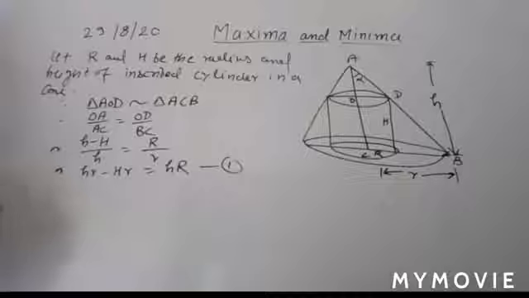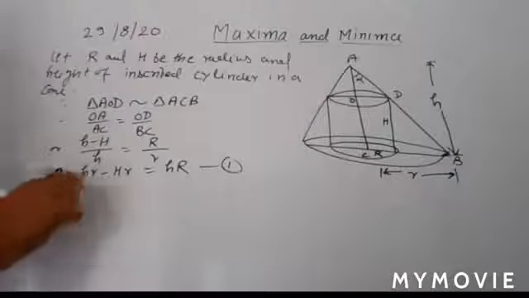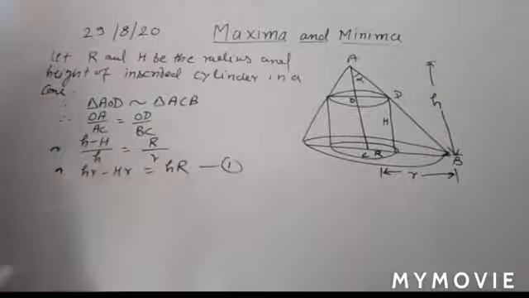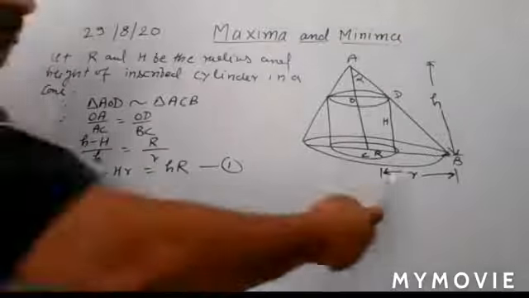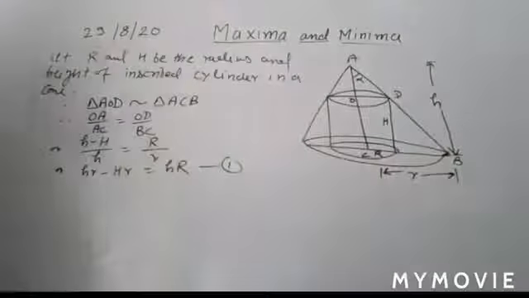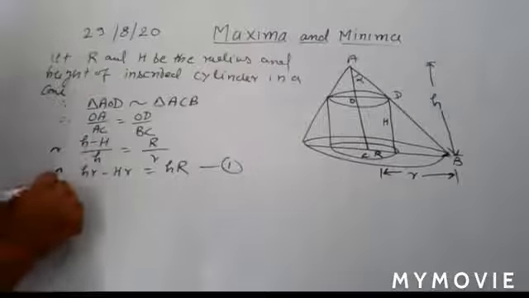And here you have a relation between capital H and capital R, because the small letters are taken here as constant. And here you have to maximize the volume of the cylinder. So write the volume of the cylinder.